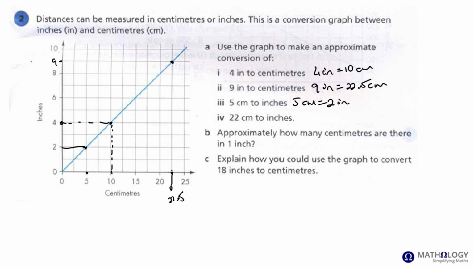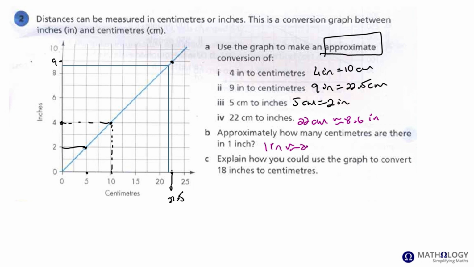We're going to have to approximate here as accurately as we possibly can. Again, it does say approximate, so it doesn't have to be 100% accurate. And we're looking at just over 8.5. So 22 centimeters, let's say approximately 8.6 inches. Approximately how many centimeters are there in 1 inch?